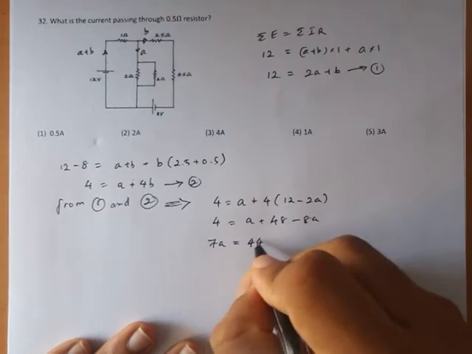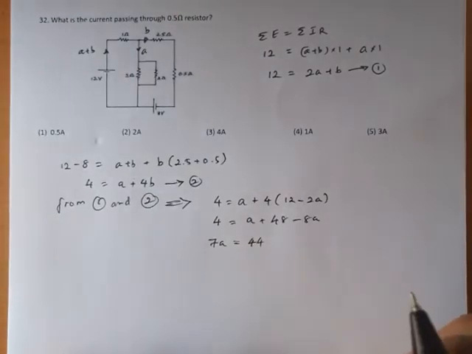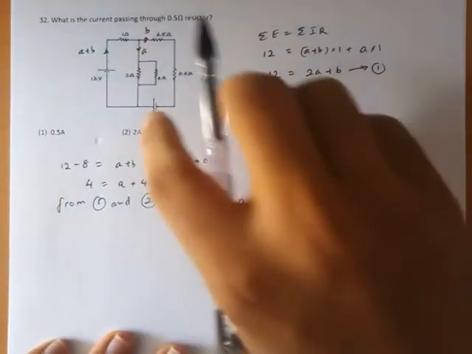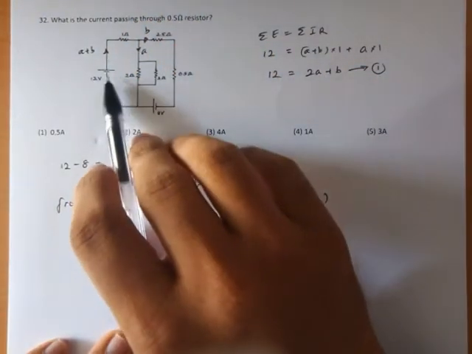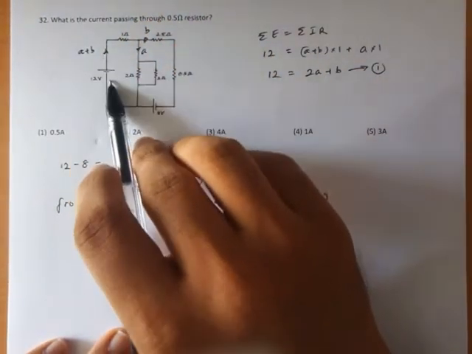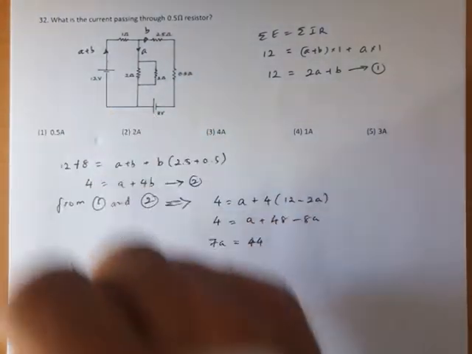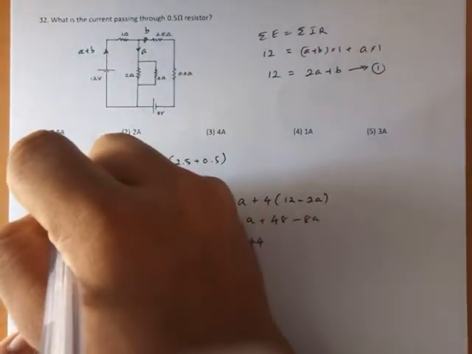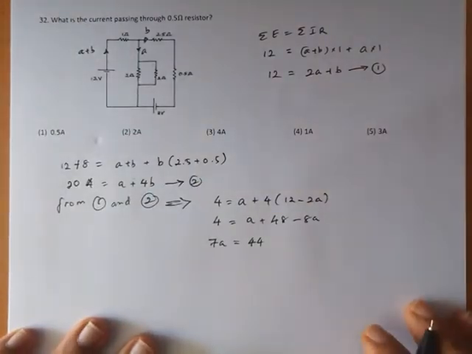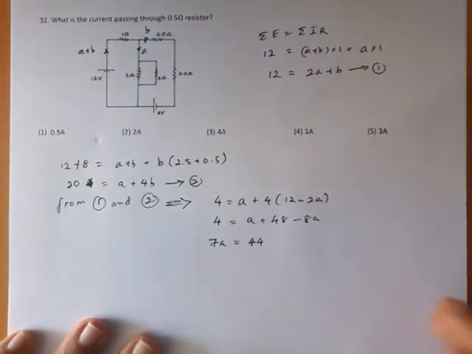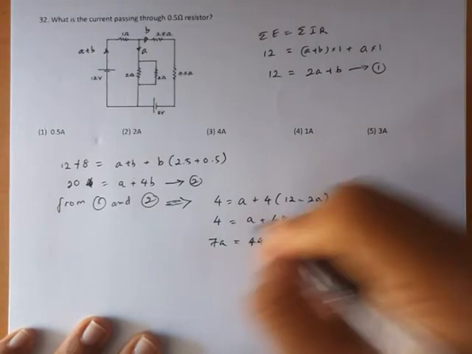7A is equal to 44. Oops, sorry, I made a mistake. So here, if I consider this loop, 12 volts, sum of EMF plus 8, so here it's plus, so here I get 20. Okay, so I'll write this again.